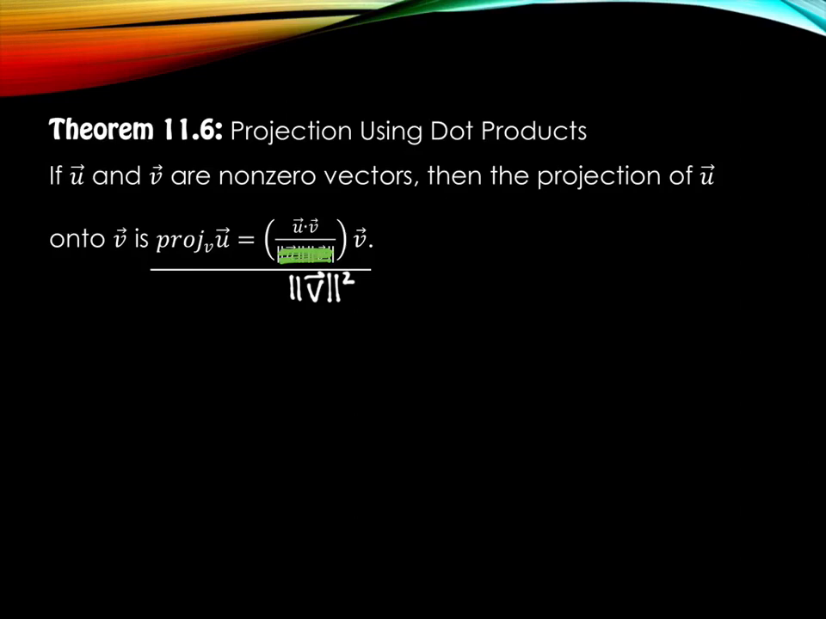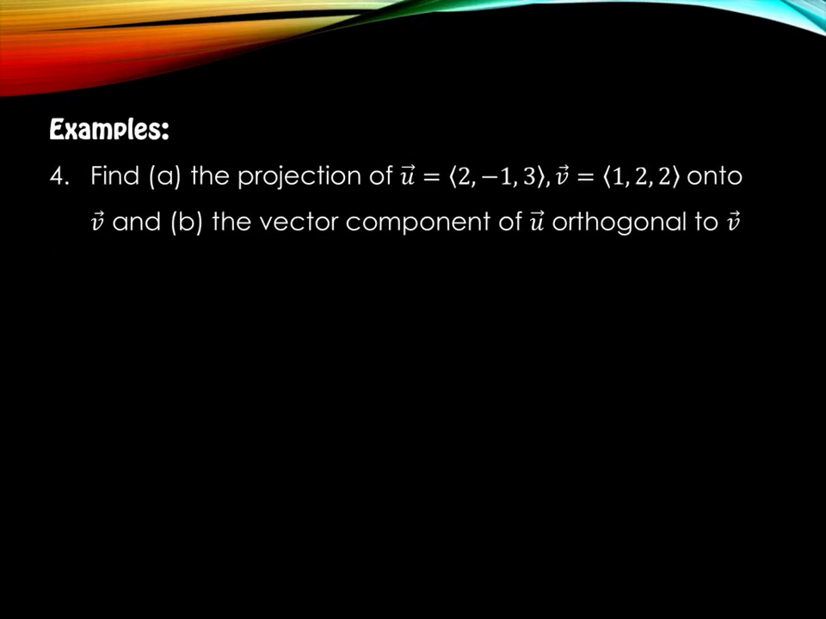Okay, so we're going to do some projections. So part A, we're going to find the projection of u onto v. I didn't write this very well. I think that I just wrote the v in the wrong place, is what I did in my notes. So projection of u, which is 2, negative 1, 3, onto v, which is 1, 2, 2. So it's the last theorem that we just did. I'll rewrite it up here as well.